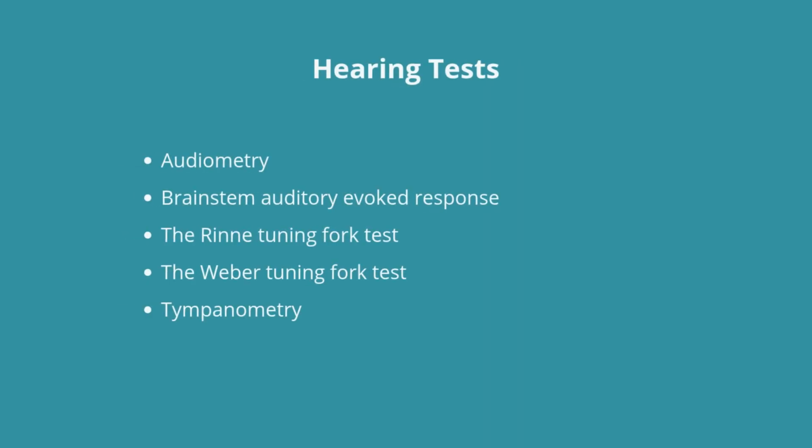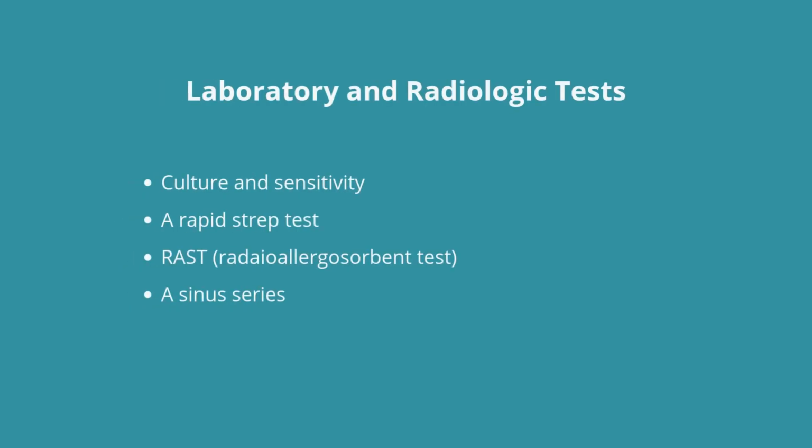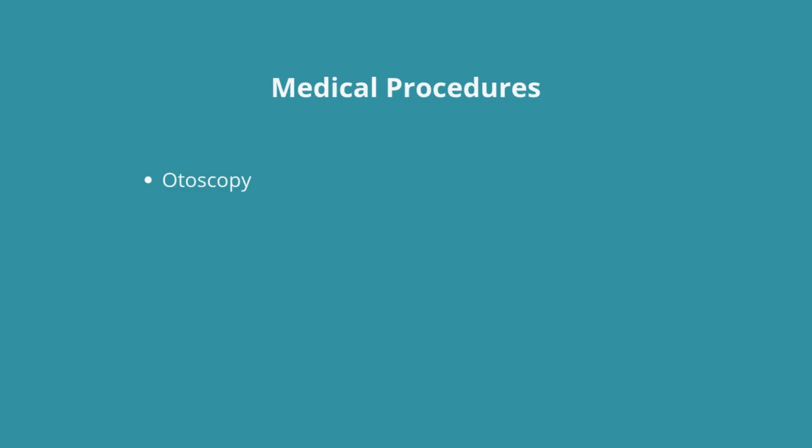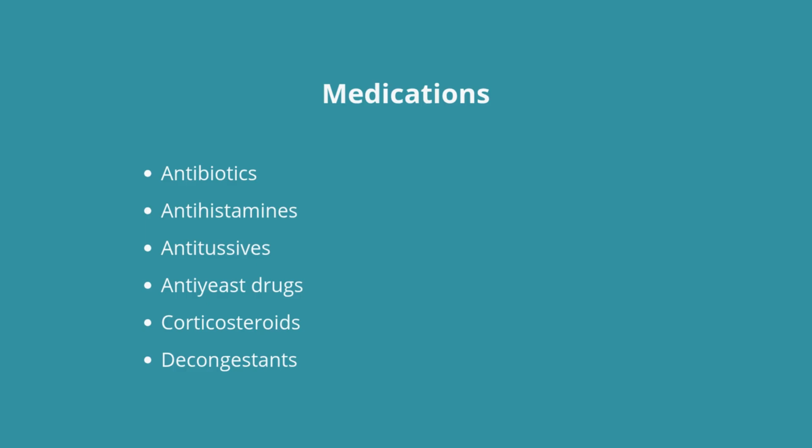Some common hearing tests include audiometry, brainstem auditory evoked response, the Rinne tuning fork test, the Weber tuning fork test, and tympanometry. Laboratory and radiologic tests include culture and sensitivity, a rapid strep test, a RAST, and a sinus series. Medical procedures include otoscopy. Medications include antibiotics, antihistamines, antitussives, anti-yeast drugs, corticosteroids, and decongestants.